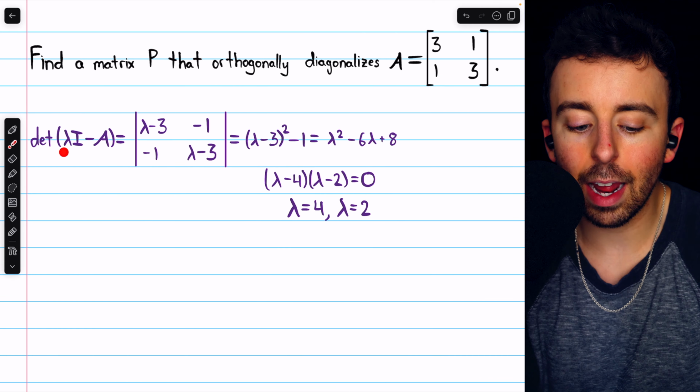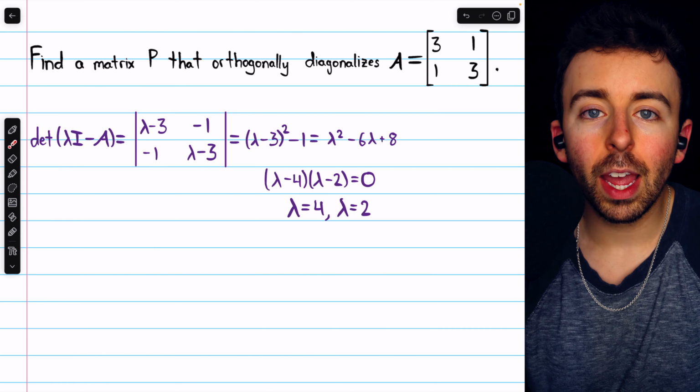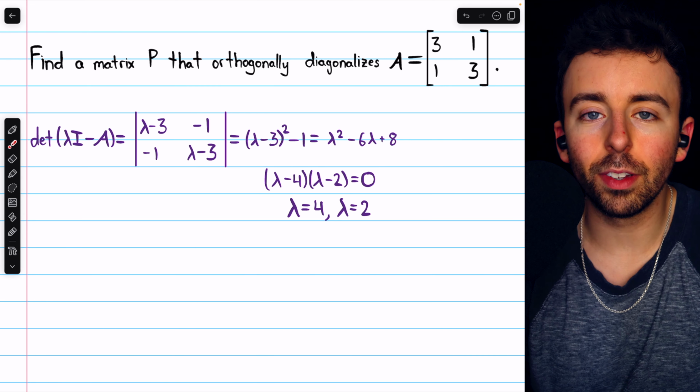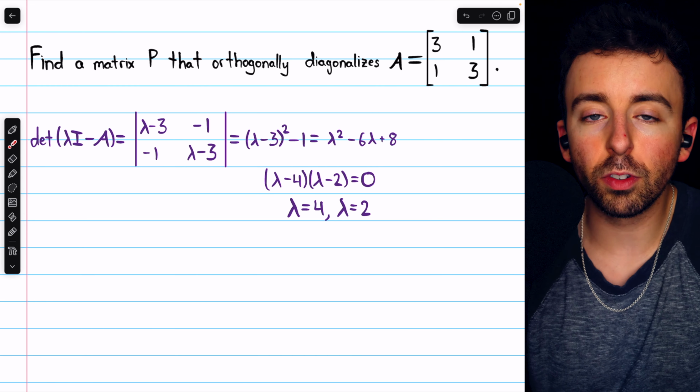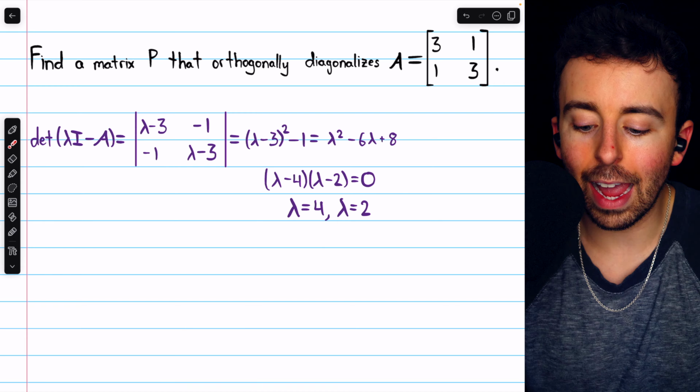The determinant of this is (lambda minus 3) times (lambda minus 3) minus (-1) times (-1), so minus 1. So we have (lambda minus 3) squared minus 1, which is equal to lambda squared minus 6 lambda plus 8. That's the characteristic polynomial, and we can factor it and set it equal to 0 to get the characteristic equation, whose solutions are the eigenvalues. We can factor this as (lambda minus 4) times (lambda minus 2). Set this equal to 0, and we find the eigenvalues are 4 and 2.